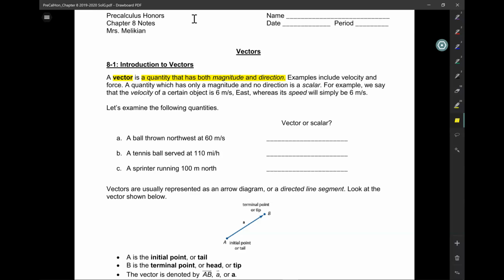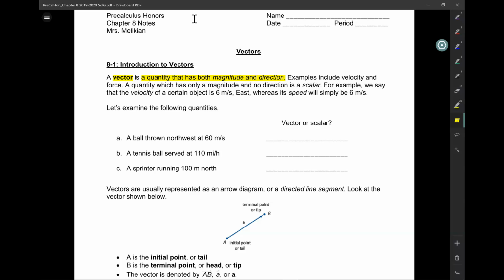Examples of vector quantities are velocity, like I just talked about, force, right? So you can say there is a force on this object of 5 newtons applied in the downward direction. That is a vector quantity.